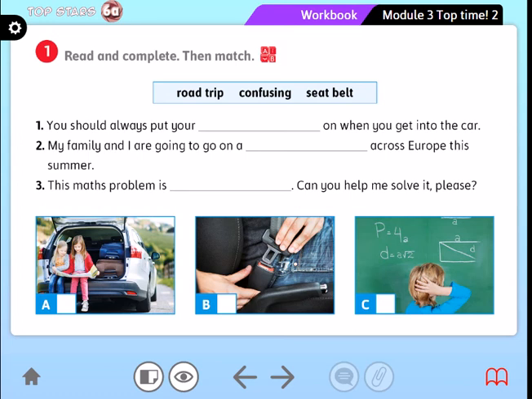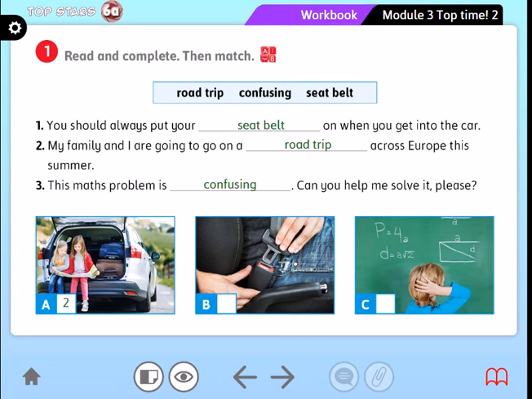Now, let's answer. Number one, you should always put your, of course you should put your seat belt on. Very good. Number two, my family and I are going to go on a road trip. Excellent. Number three, this math problem is confusing. Can you help me solve it, please? Excellent.